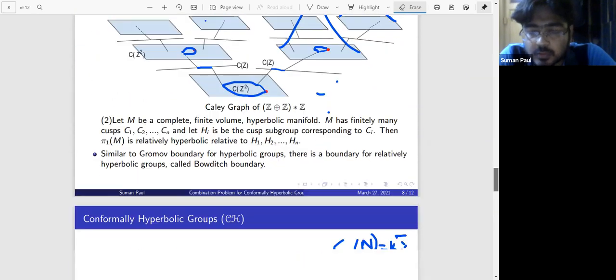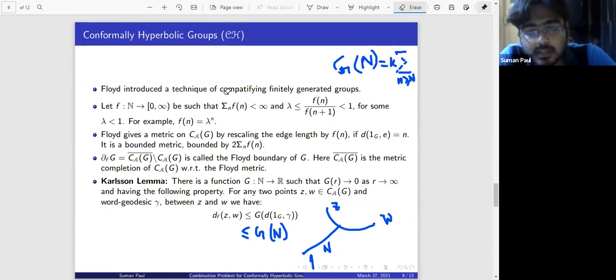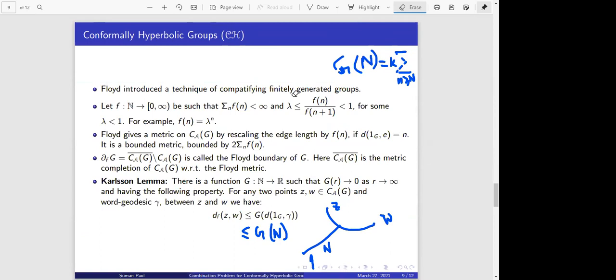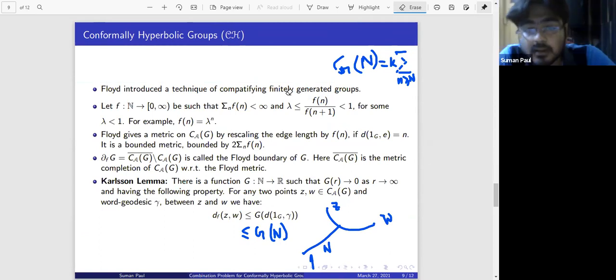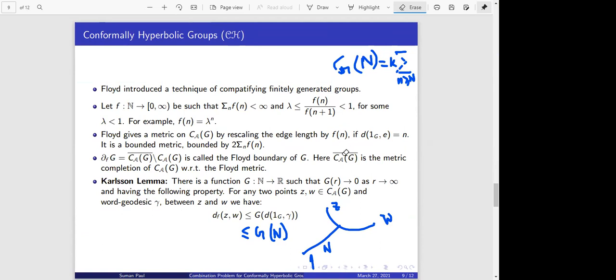you should be careful, because the definition of Floyd boundary requires the group to be finitely generated. Okay. In that case, yeah. Okay.